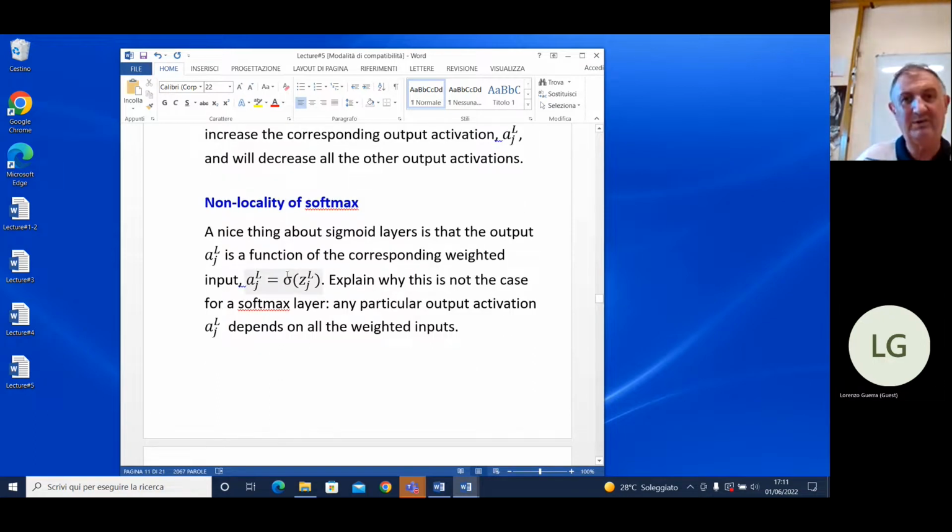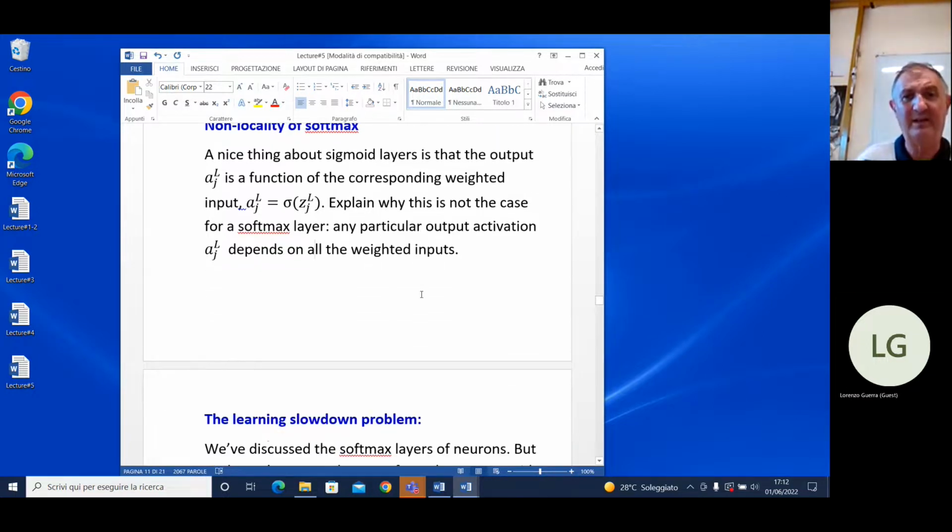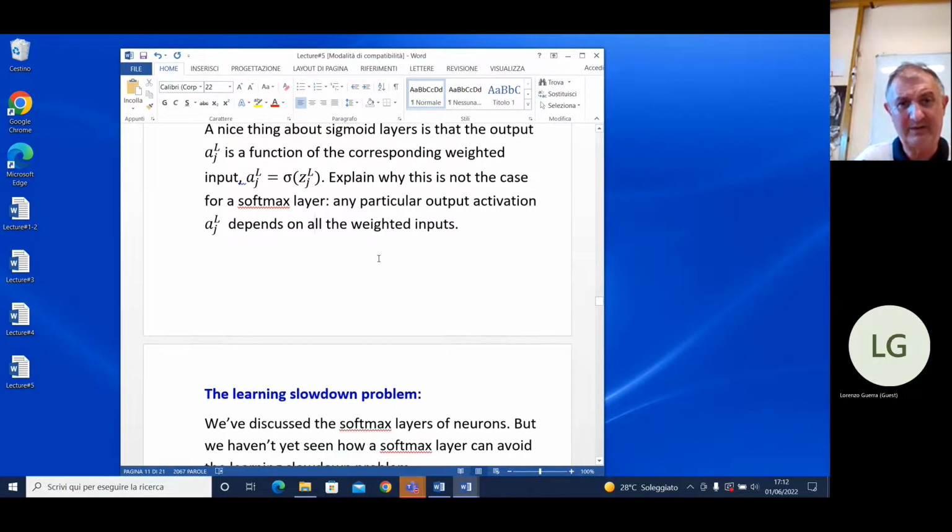A nice thing about sigmoid layers is that the output AJL is a function of the corresponding weighted input. For example, AJ is the sigmoidal function sigma of ZJL. This is not the case for a softmax layer: any particular output activation depends on all the weighted inputs.